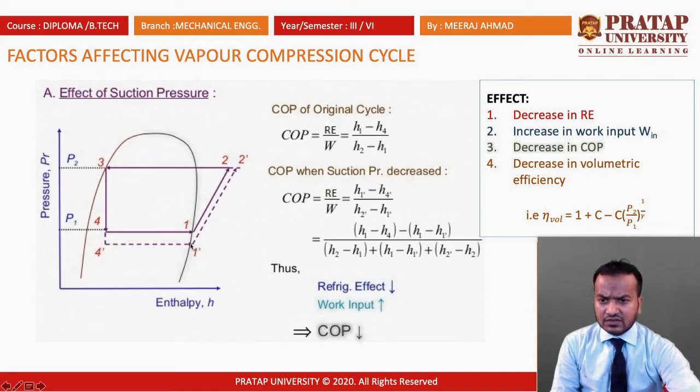After 1 dash, the compression process will be there, and this is the condensation process, and this is the expansion process. So you can see that here, 4 dash 1 dash, the refrigerating effect should be decreased as compared to the previous original cycle. And the work input in the second cycle, when we are decreasing the pressure, should be increased. You can see that in the diagram.